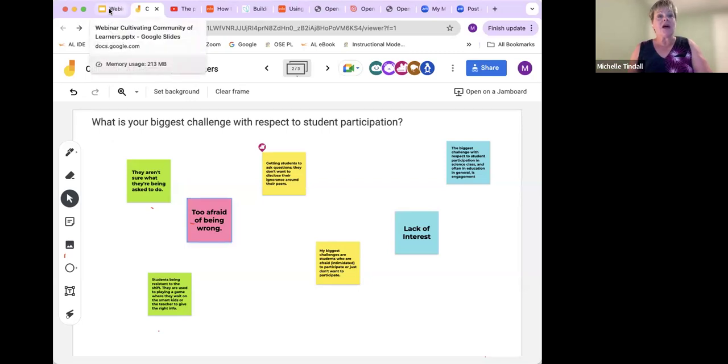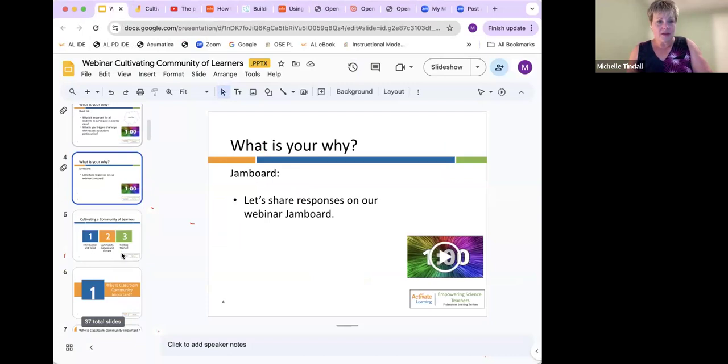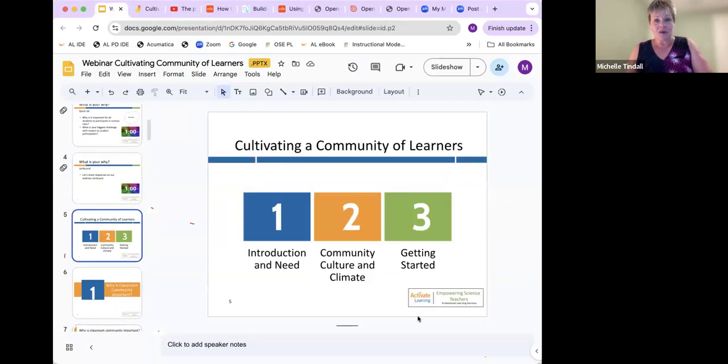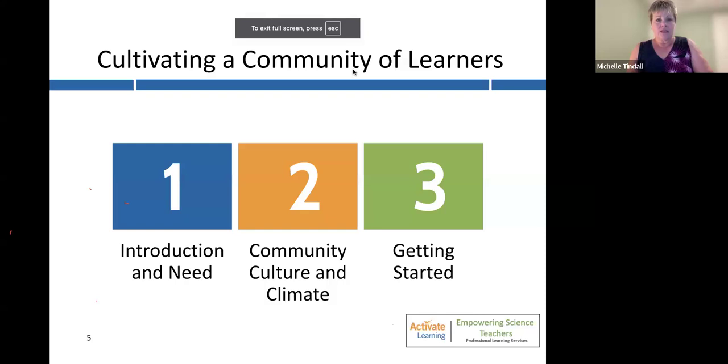It's a big shift. So I'm going to cruise back into our presentation here for a bit and talk a little bit about what we're going to discuss tonight. We're going to take a look at the introduction and the need for cultivating a community of learners. Then we're going to lean into how you build this community culture and climate. And then what can you do to get started?